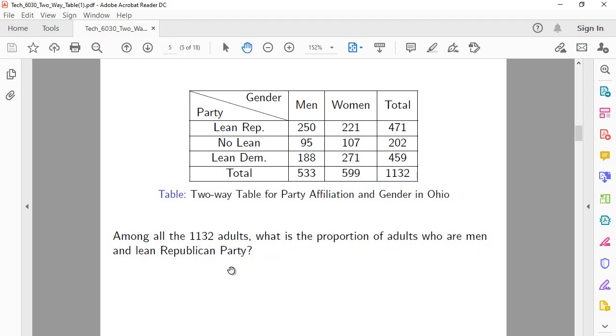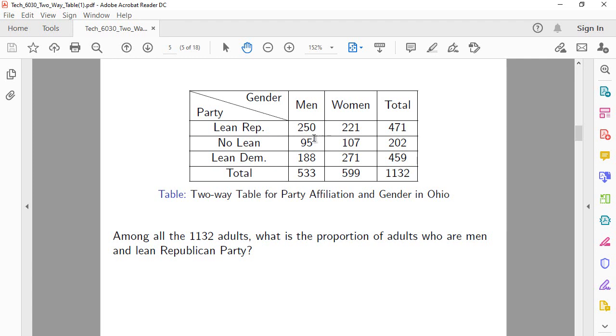So how do I find this? How do I answer this question? Well, notice that among all the adults that were picked, 250 of them were men, and they preferred the Republican Party.